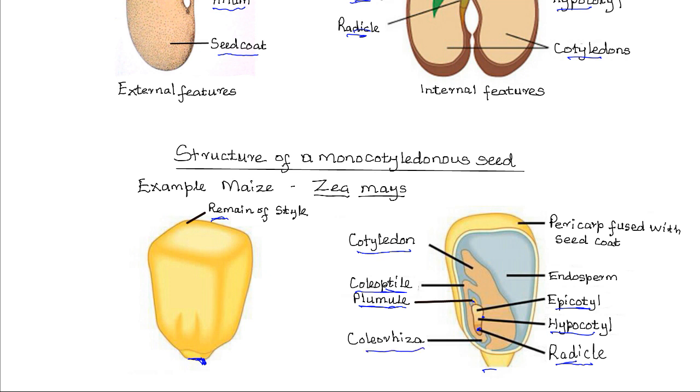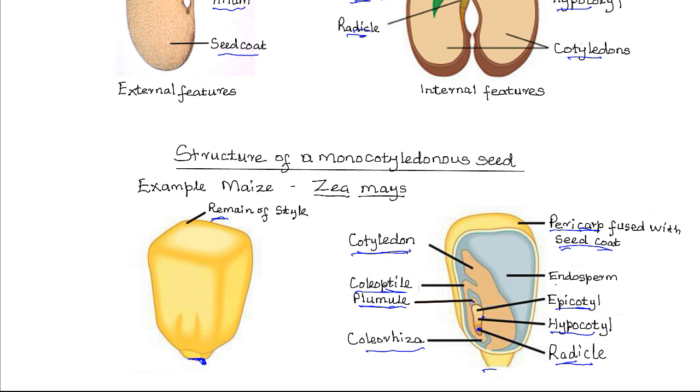And in the maize grain, the fruit wall, that is the pericarp, is fused with the seed coat. Remember, the maize grain is actually a fruit, but within that fruit, the seed is present and the seed coat is fused with the pericarp such that it is not possible to distinguish the two. So these are monocotyledonous seeds with only one cotyledon.